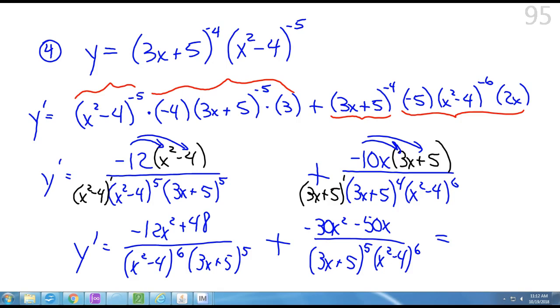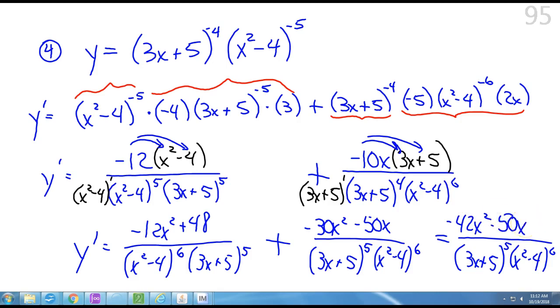Gotcha. And then you just add them up. So when you're adding fractions, like 2/3 plus 5/3 is 7/3, the bottom just stays, right? So the bottom stays how it is. And the top, you're just adding up the common terms. So negative 42x squared minus 50x plus 48.